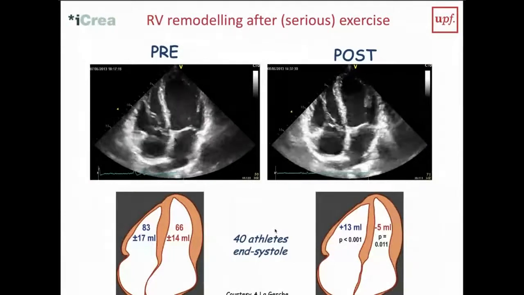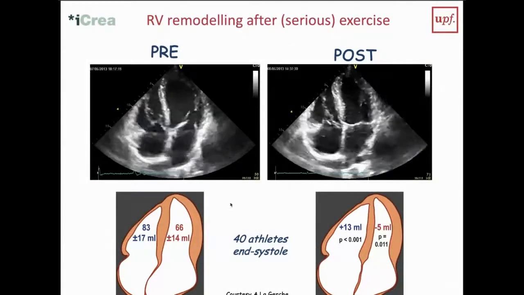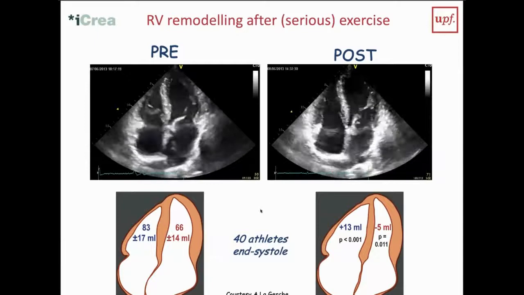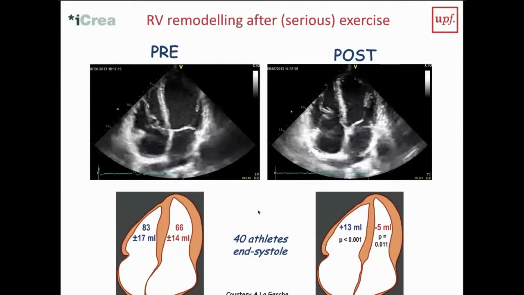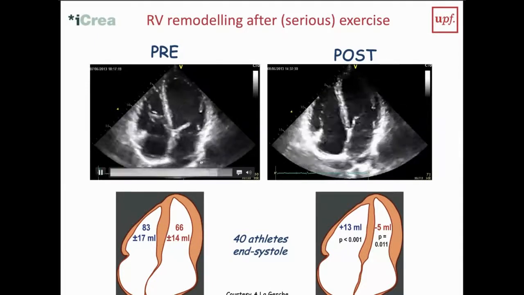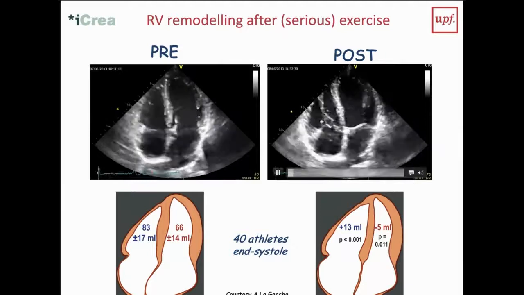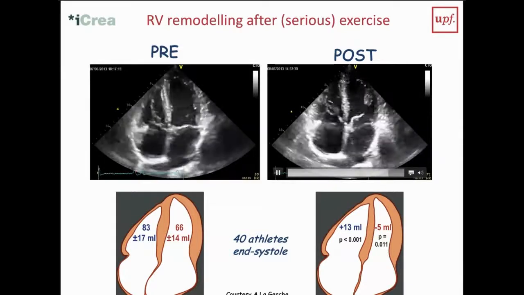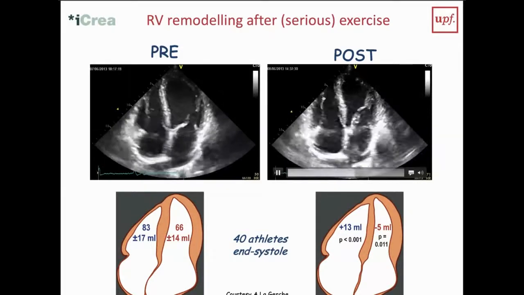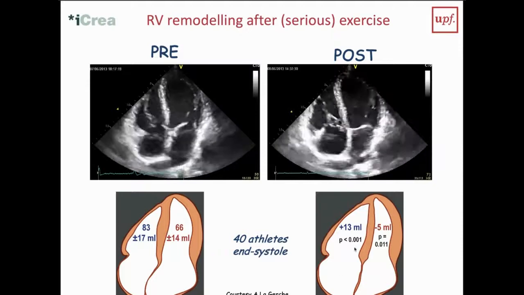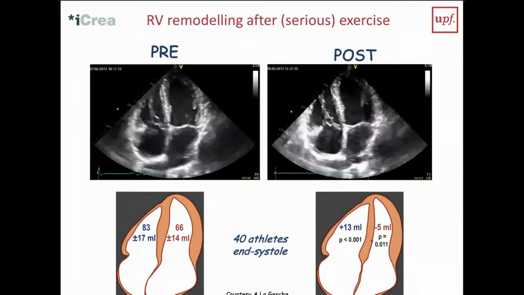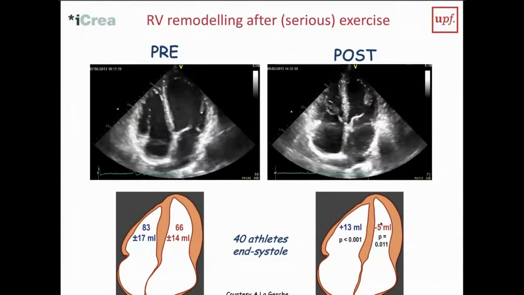Similarly, we can look at other changes. Here is, for example, how the heart is changing in an athlete doing a triathlon. This is before the triathlon, this is after the triathlon. And one of the things you can see is that the right ventricle is starting to push away a little bit of the left ventricle.